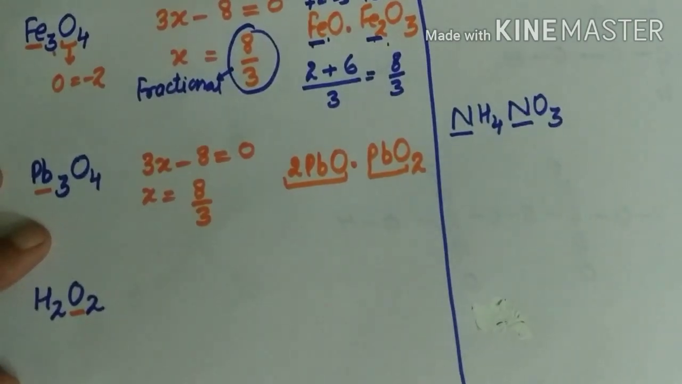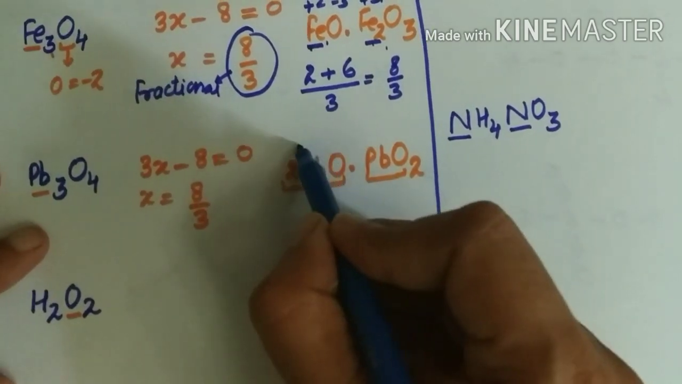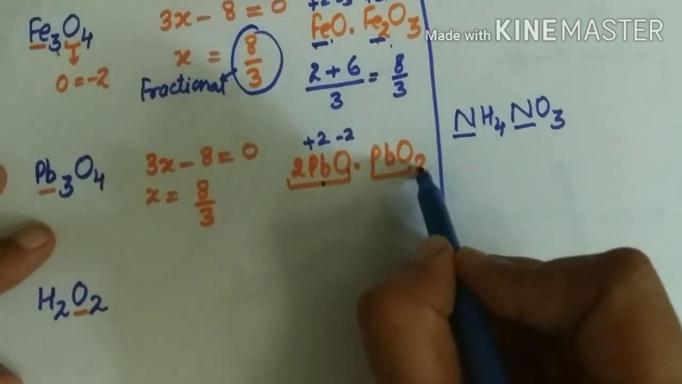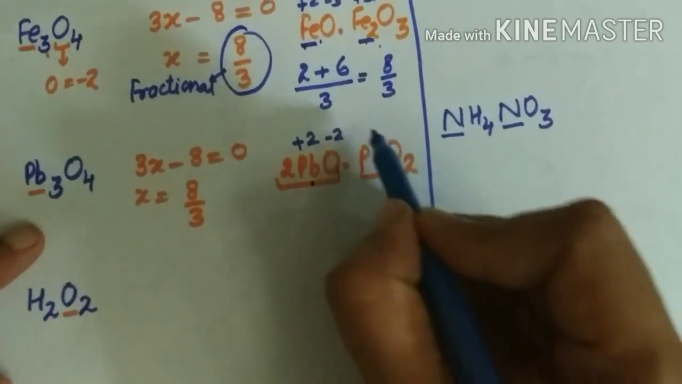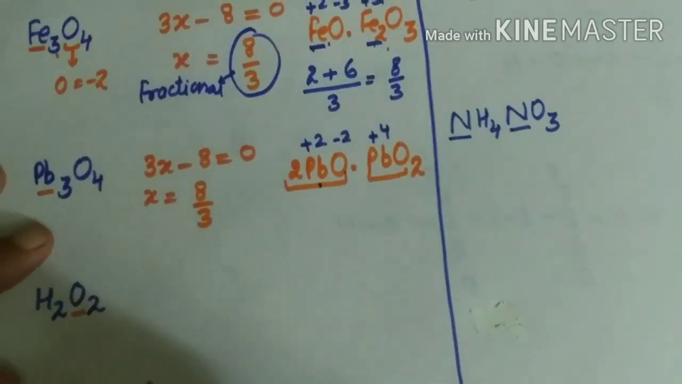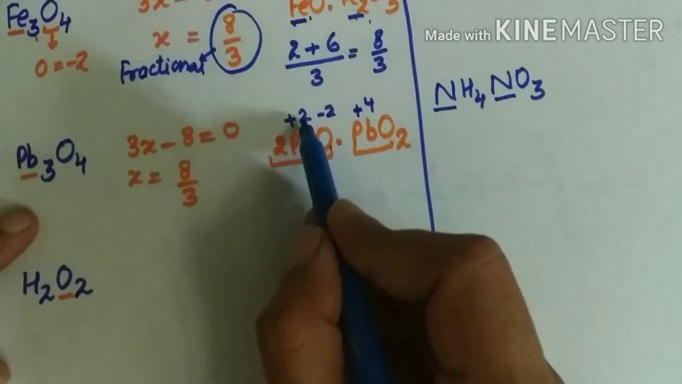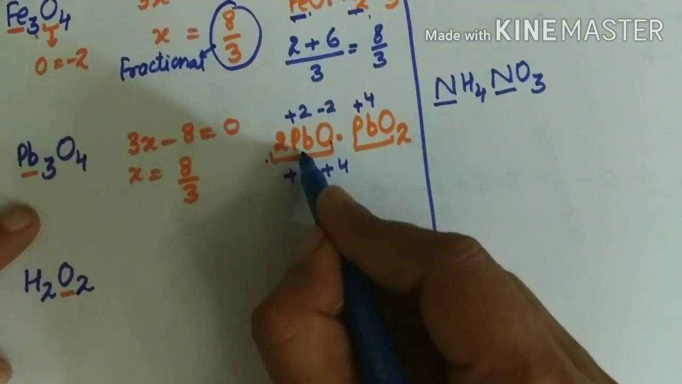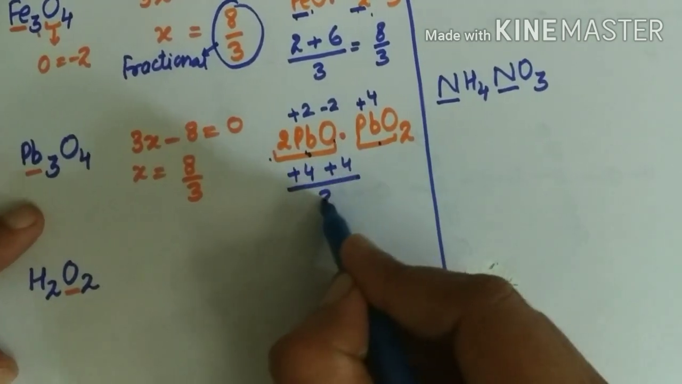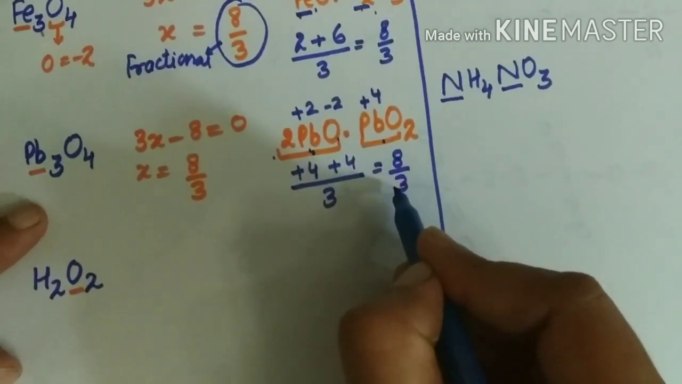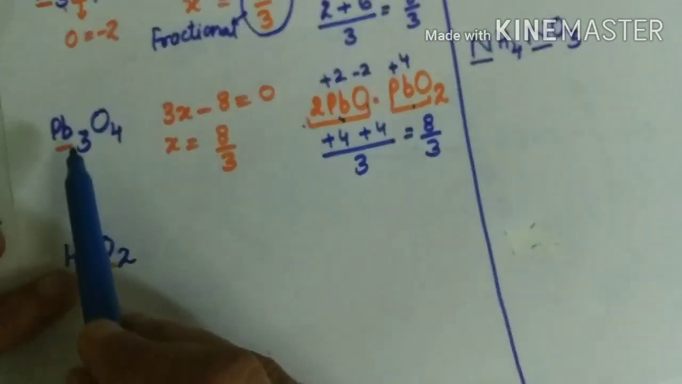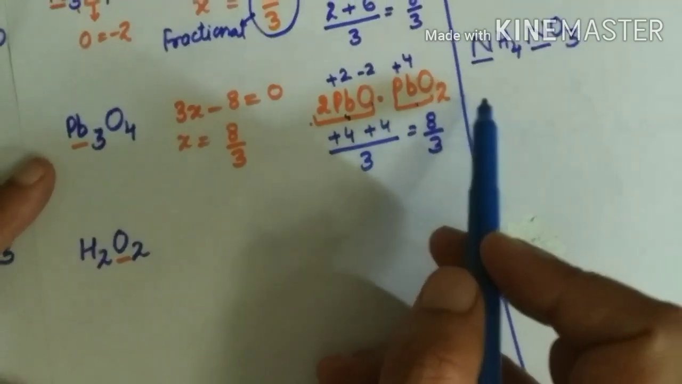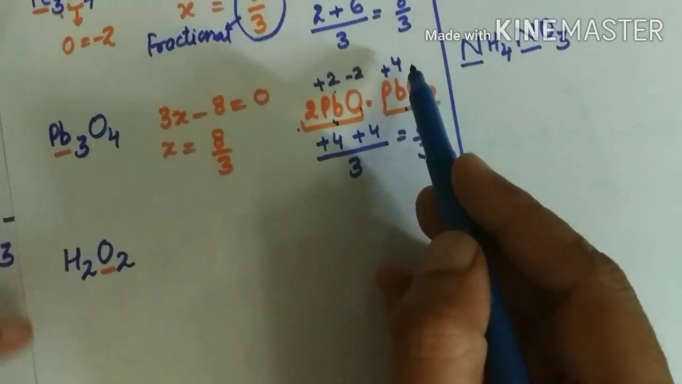So these two parts are there. In the first case the oxidation state of lead is plus 2, as oxygen is minus 2. Now in PbO2 the oxygen total is minus 4, so here it is plus 4. Now if we take the average, 2 atoms of plus 2 and 1 of plus 4, divided by 3, the average comes out to be 8 by 3. So this Pb3O4 is also called lead 2,4 oxide, with 2 oxidation state and 4 oxidation state.